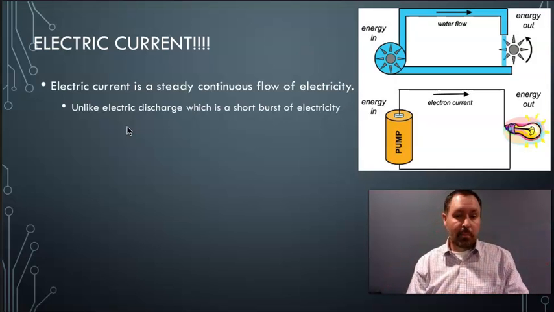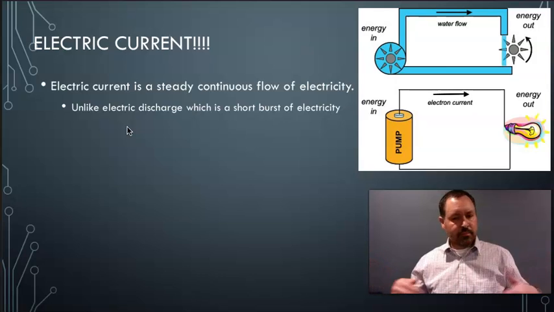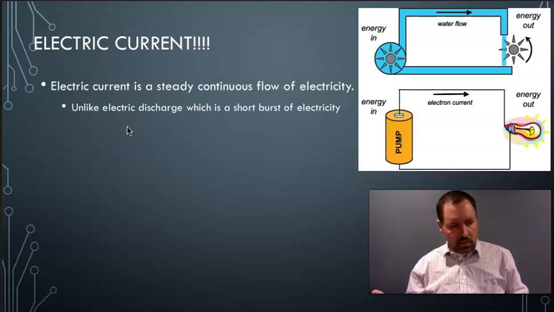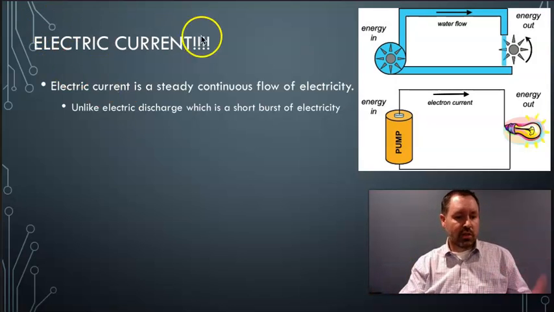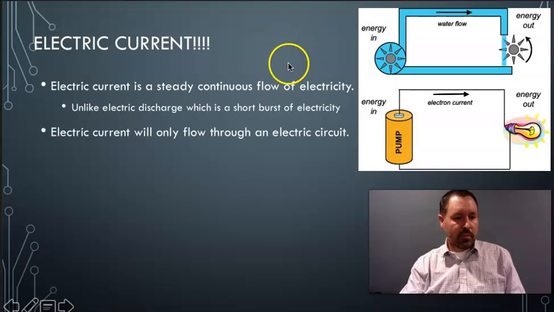And the big question that a lot of people struggled with, like Nikola Tesla and Thomas Edison, was how can we continue this flow of electricity instead of just one zap? How can we keep it moving? And that is an electric current. An electric current is a steady continuous flow, unlike electric discharge, which is a short burst of energy.